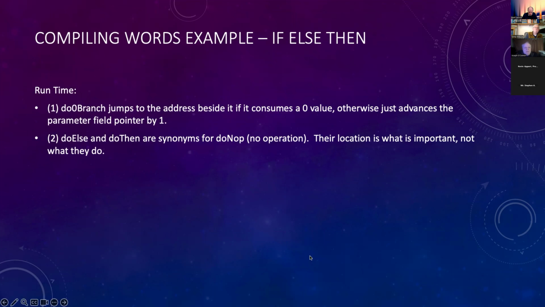Finally, in runtime, do zero branch jumps to the address beside it if it consumes a 0 value, otherwise it just advances the parameter field pointer by 1. Do else and do then are synonyms for do not, no operation. Their location is what's important, not what they do.